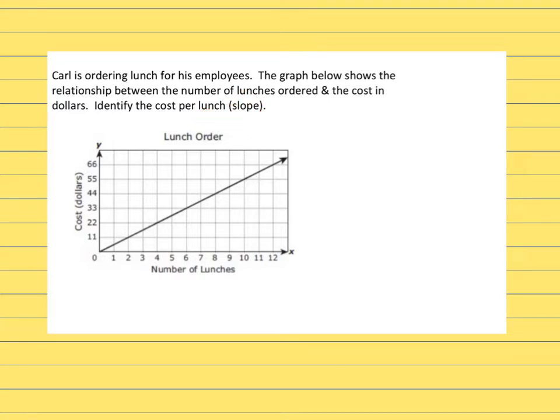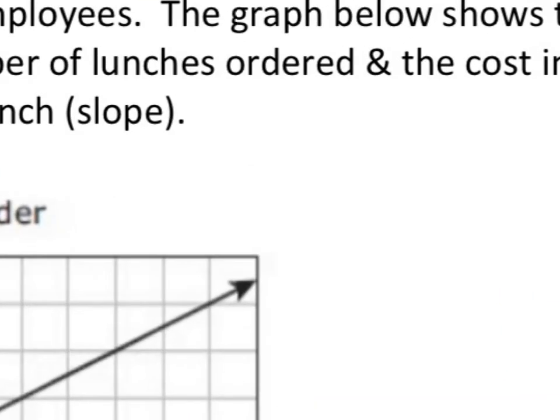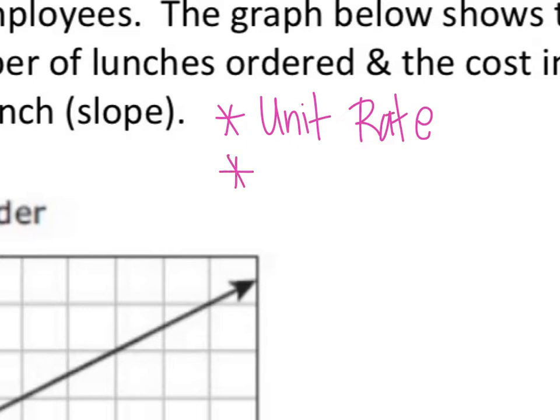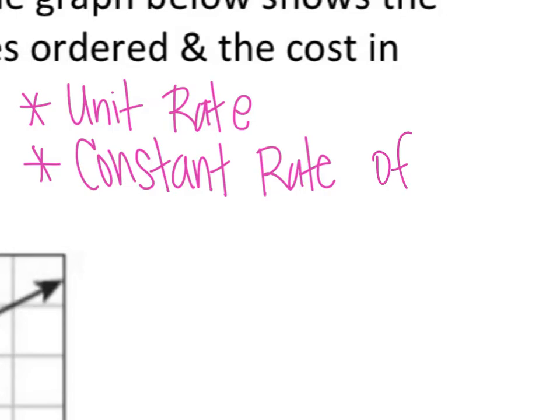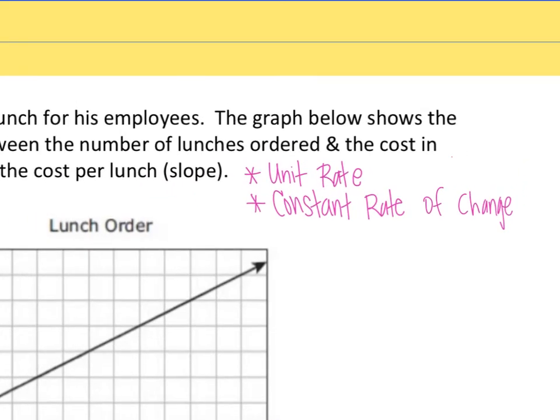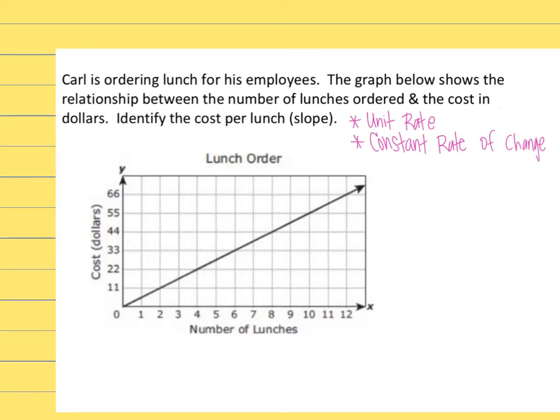Another thing that sometimes this is referred to is called unit rate. I'm going to put that up here just to have another vocabulary term. Unit rate, or constant rate of change. For each unit going across, how much is the other variable changing is what we're trying to determine.